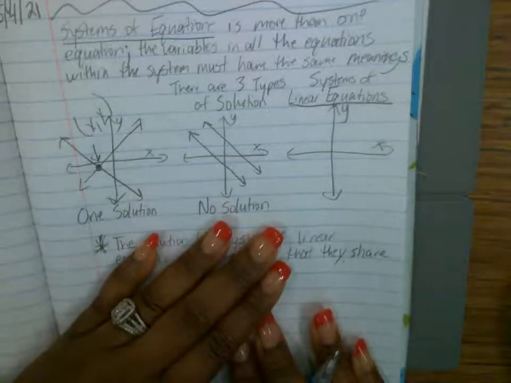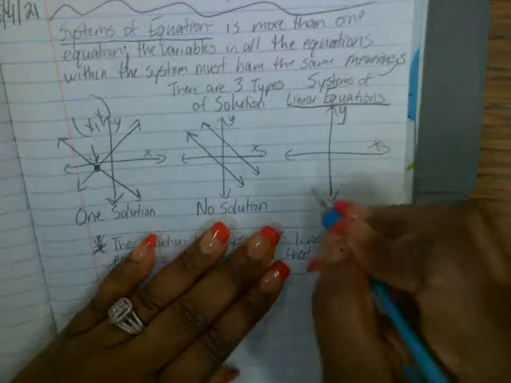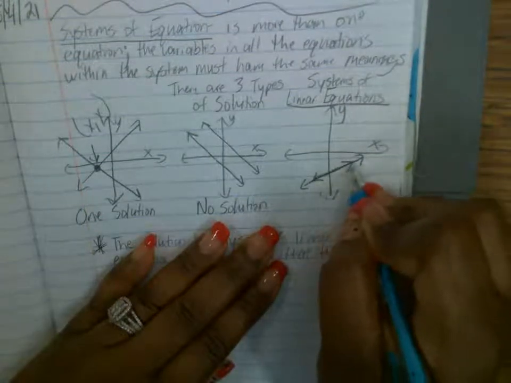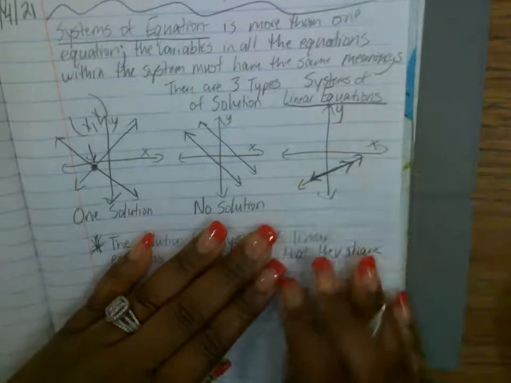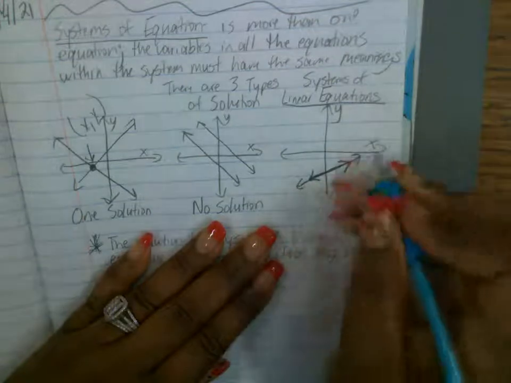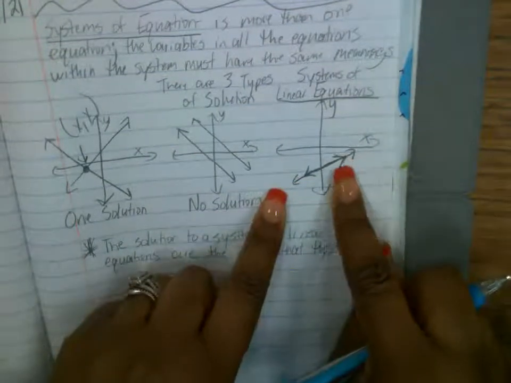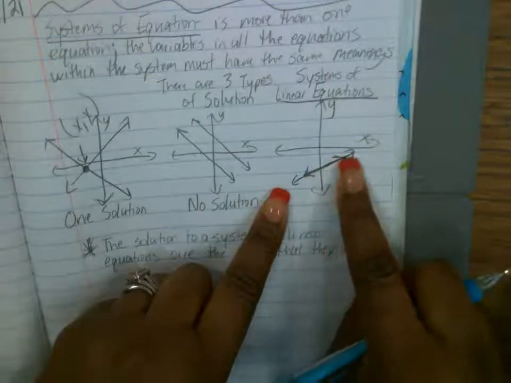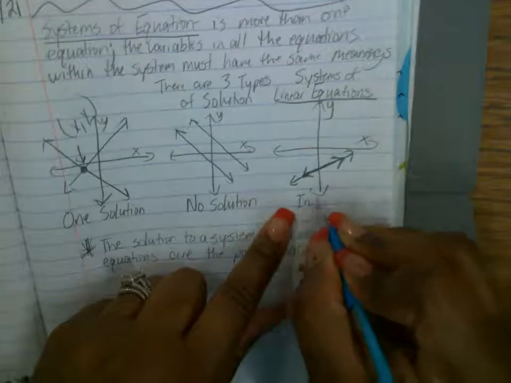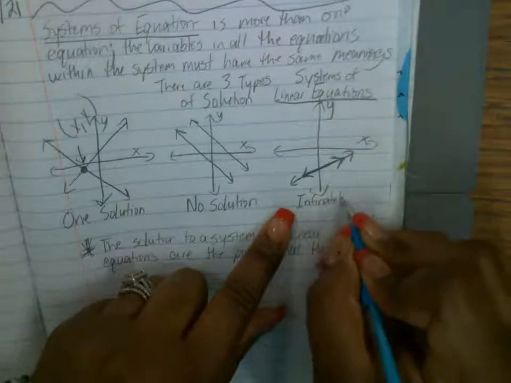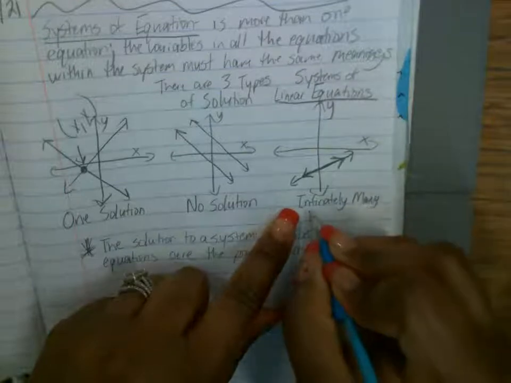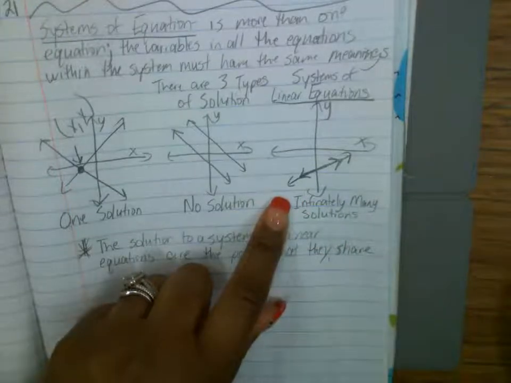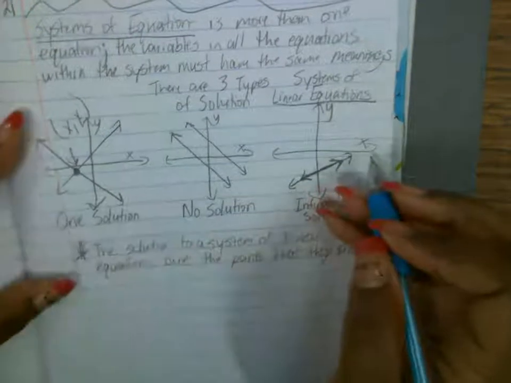Then you may have two linear equations that happen to graph the same exact line. That means they share all of the same points because by definition, a line continues without end. So this has an infinitely many number of solutions. Infinitely many solutions, because they share all of the same points.